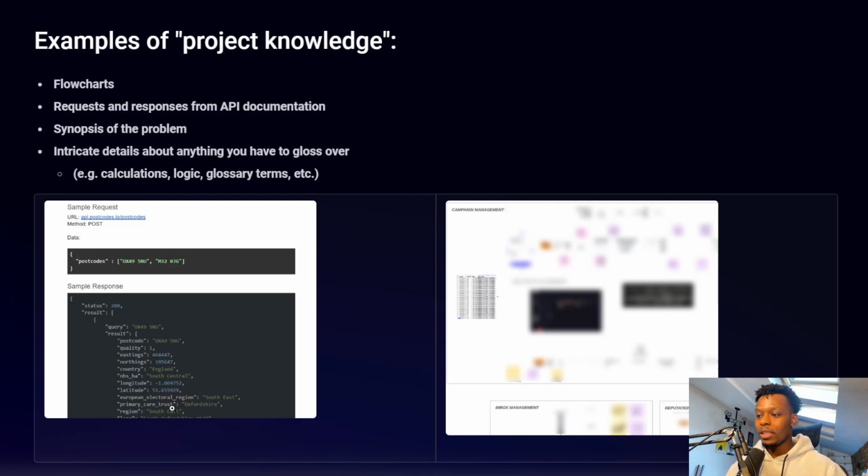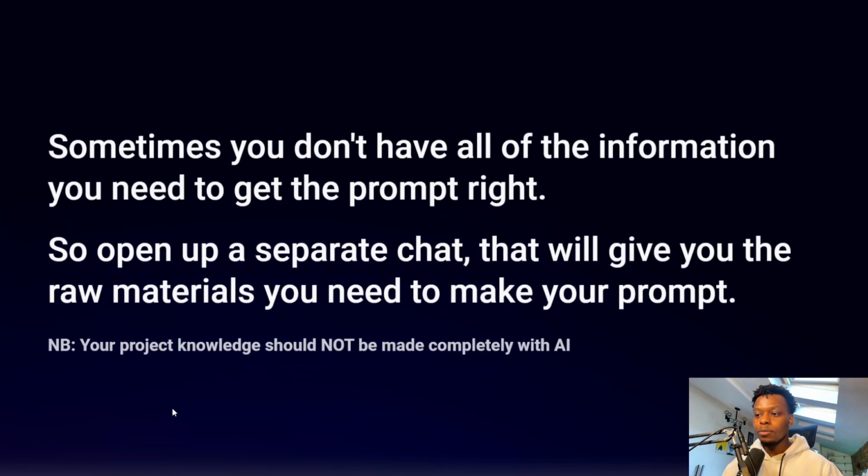And then there are other things like intricate details about anything you have to gloss over. So for example, calculations, any residing logic that needs to be put in, any glossary terms. Maybe you're using things inside of your prompts that you want it to refer to as blank or blank, and you want to make sure that it understands exactly what you mean, because the way that you type into the chat is going to have certain words that you just want it to understand. That is an example of project knowledge. And if you feed the PDFs and the docs and the PNGs inside of the project before you start, it will have all of this and it will be ready to go.